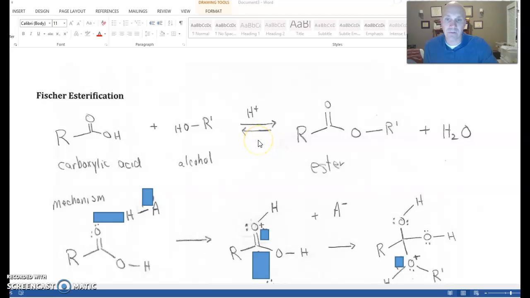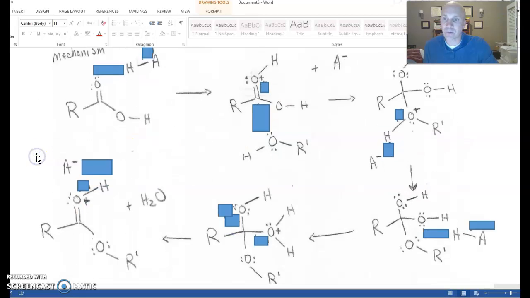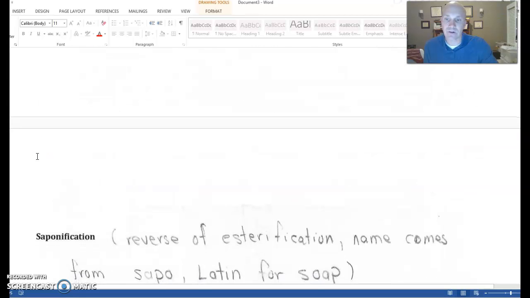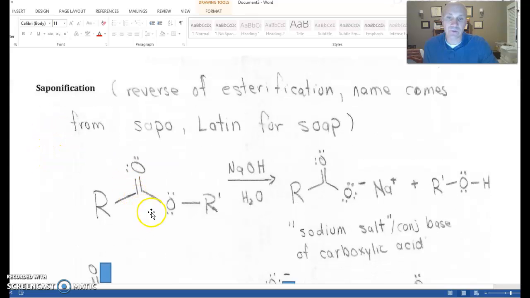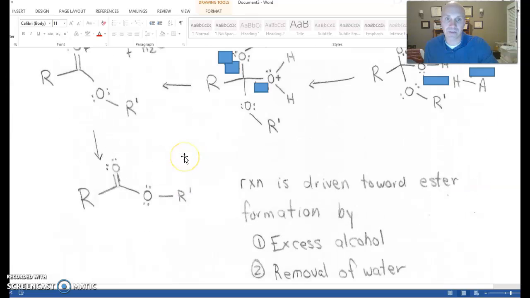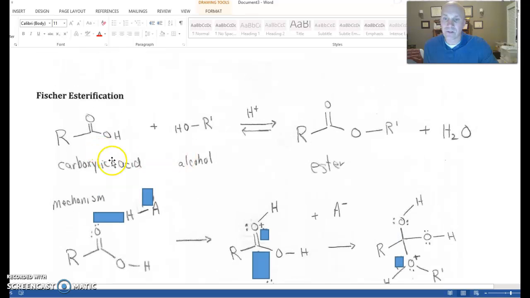A little bit later, and I'll skip ahead here, we're going to essentially be doing the reverse of this in a reaction called a saponification. That's when you're taking an ester and breaking it apart into essentially a carboxylic acid and an alcohol. But we'll talk a little bit more about that later. So this is the overall reaction for Fischer esterification.